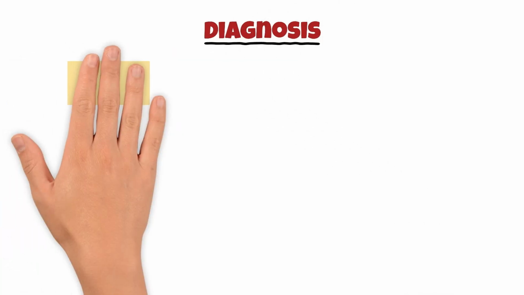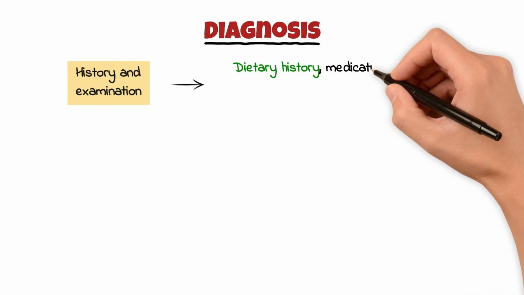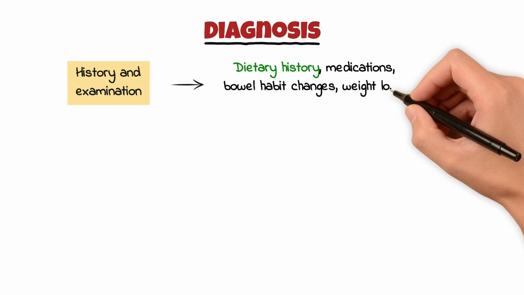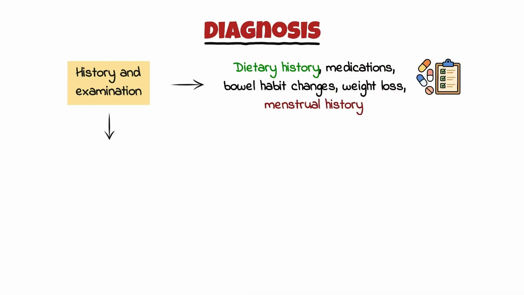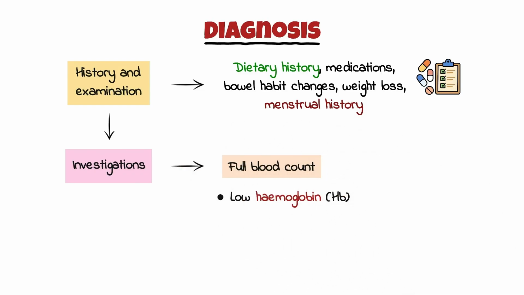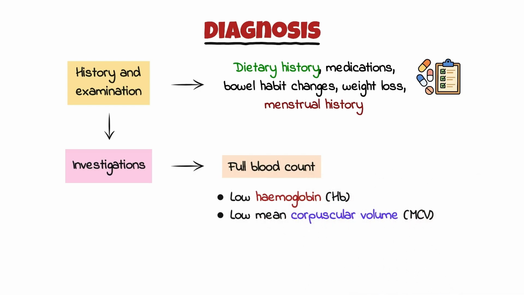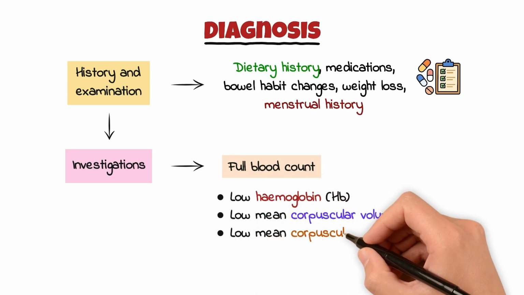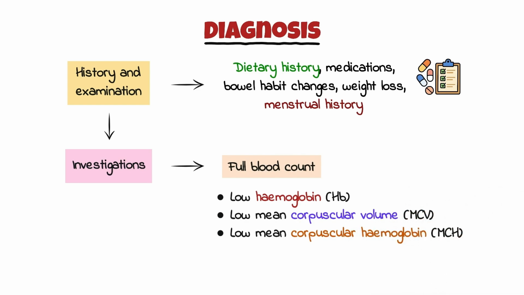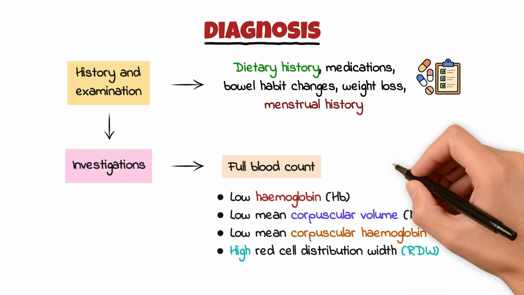Diagnosis: history and examination, dietary history, medications, bowel habit changes, weight loss, and menstrual history. Investigations: full blood count, low hemoglobin, low mean corpuscular volume (MCV), low mean corpuscular hemoglobin (MCH), and a high red cell distribution width (RDW).